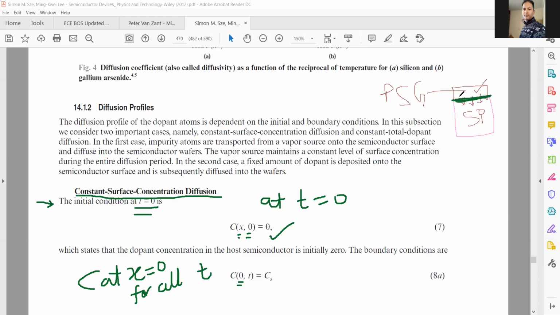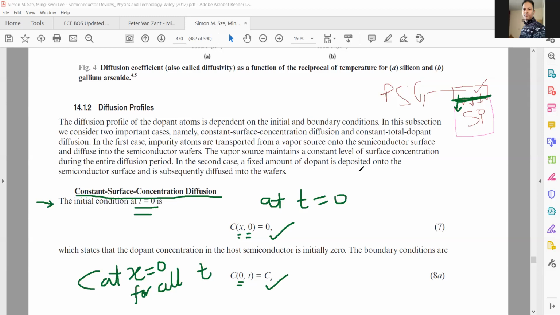Why no change? When the diffusion is happening, this phosphorus silica glass has so many phosphorus atoms that it can maintain the supply at the top, and at the surface we therefore have a constant dopant concentration. So with time, as we allow diffusion to take place, there is no change in the dopant concentration at the surface. This is the second boundary condition.